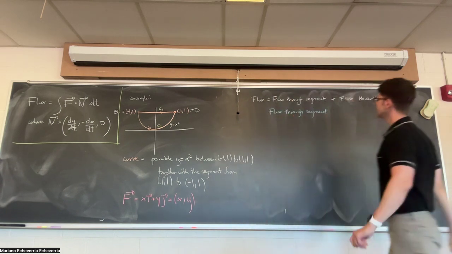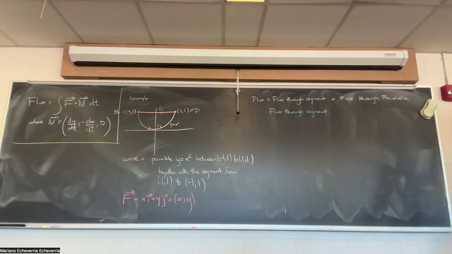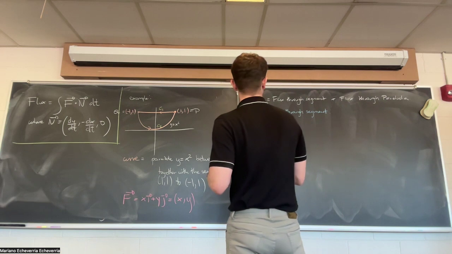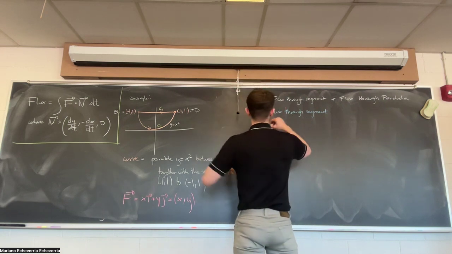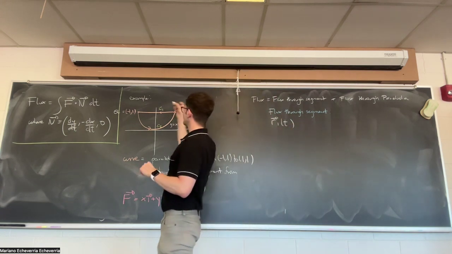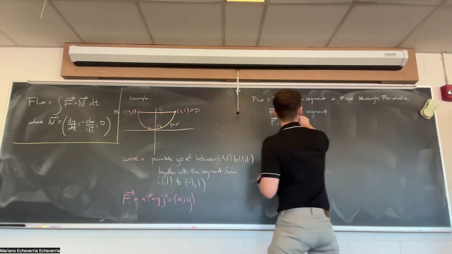It's exactly the same thing that we were doing for work before, but instead of taking the dot product with the velocity vector of the curve, we take the dot product with the normal vector of the curve. So let's parameterize the curve first. Let's call that C1, so it's the parameterization of the curve. It's the point plus t times the vector.